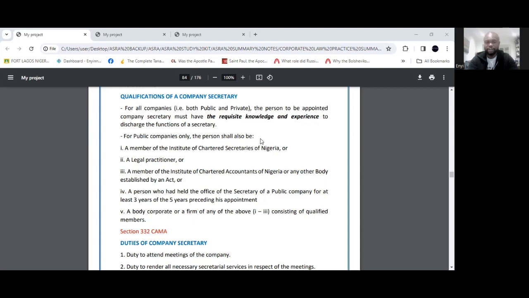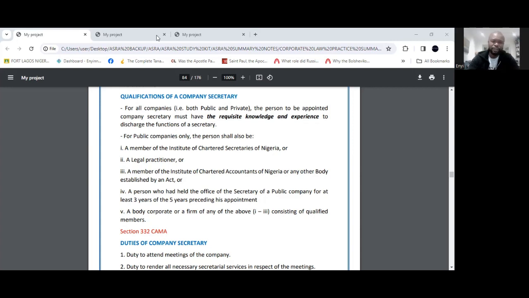So for public companies, before a person can be appointed as secretary, that person must be a qualified legal practitioner in Nigeria, or must be a member of the Institute of Chartered Secretaries of Nigeria, or a member of the Institute of Chartered Accountants of Nigeria, or must be someone who, for at least 3 years in the 5 years preceding their appointment, has been secretary of a public company in Nigeria, or must be a firm of lawyers or accountants or chartered secretaries in Nigeria. So those are the qualifications required to be appointed as secretary in a public company in Nigeria.